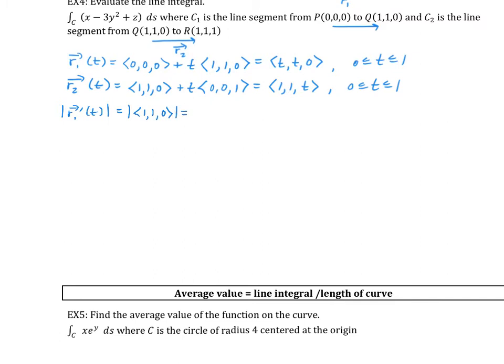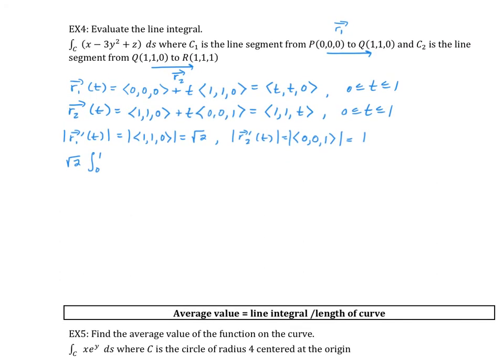And that would be the square root of 2. So for r sub 2, the derivative is going to be the vector 0, 0, 1. And then when I take its magnitude, that would be the square root of 1, which is simply 1. And now the first integral, I'm going to go ahead and pull out the square root of 2 because I know I can. It's going to be the integral from 0 to 1.